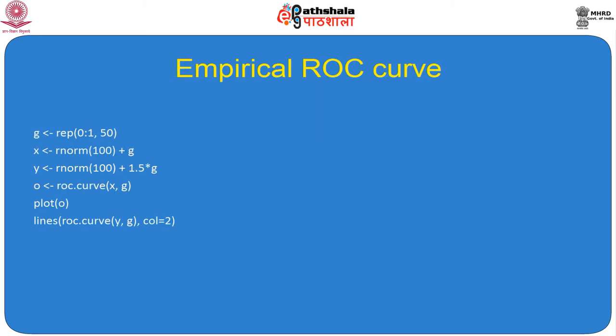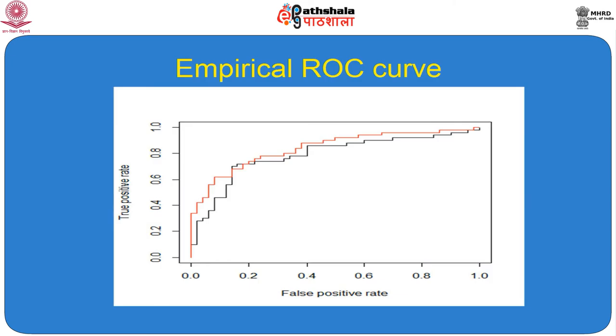Now we will plot these ROC curves using the earlier functions. We generate x from the normal distribution, rnorm 100 with g, and y, rnorm 100 with 1.5 with the g. Again we use the function roc.curve with x comma g and put plot as o, and these lines are given here. This is a simple function, and this result is the empirical ROC curve.